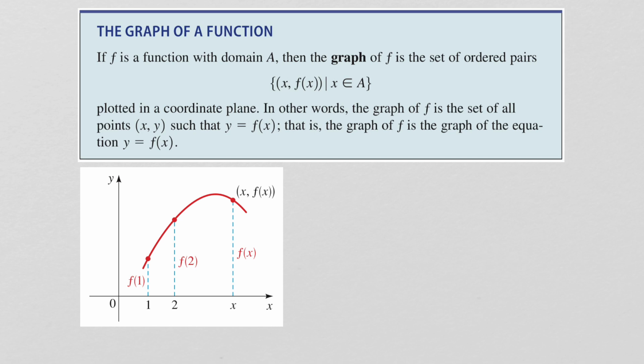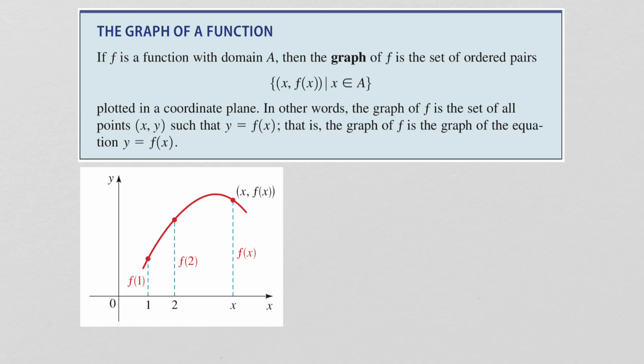So if f is a function with domain A, then the graph of f is the set of ordered pairs (x, f(x)), where x belongs to the domain A, and these points are plotted in a coordinate plane, which is a fancy way of saying an x-axis and a y-axis. In other words, the graph of f is the set of all points (x, y) such that y is equal to f(x). That is, the graph of f is the graph of the equation y = f(x).